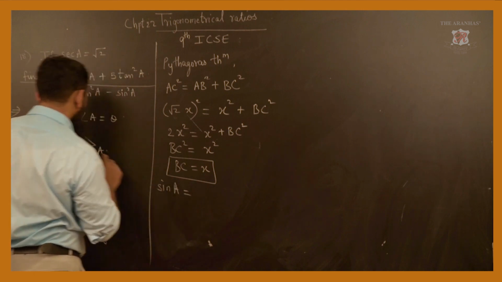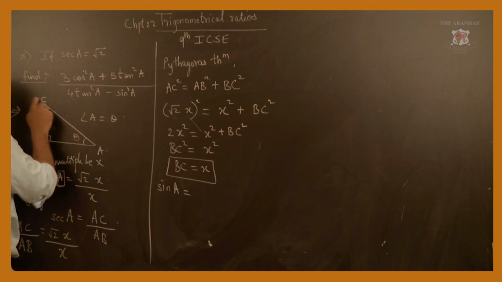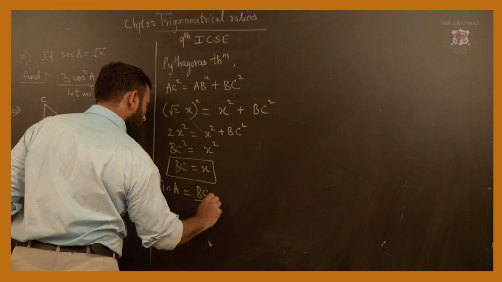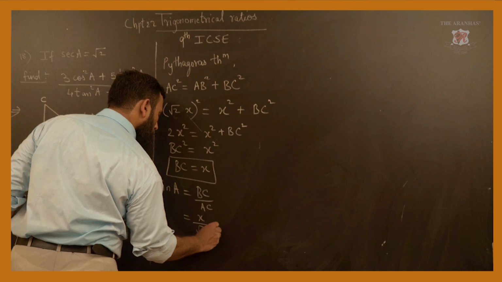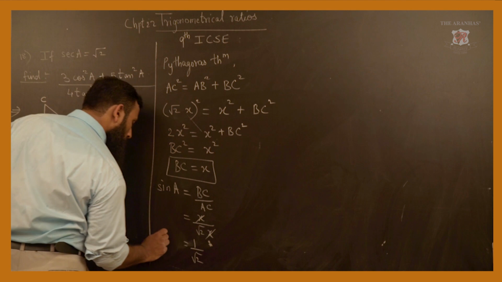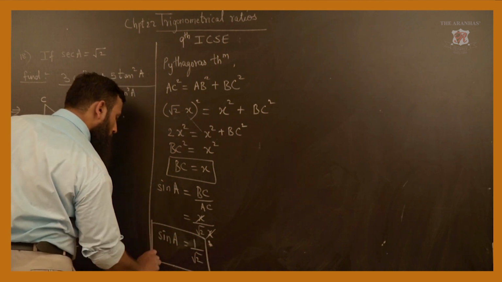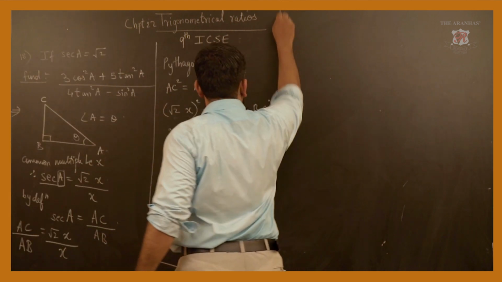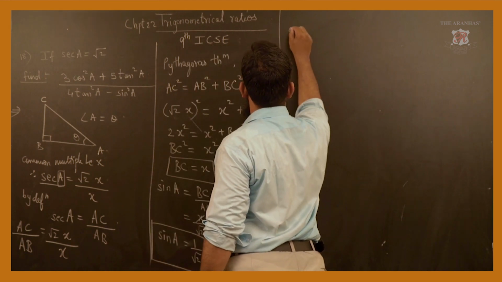Sine of A will be the perpendicular to hypotenuse. So, it will be BC upon AC, which will be x upon root 2 of x, and the answer comes out to be 1 upon root 2. So, sin A is known to me now, it is 1 upon root 2.